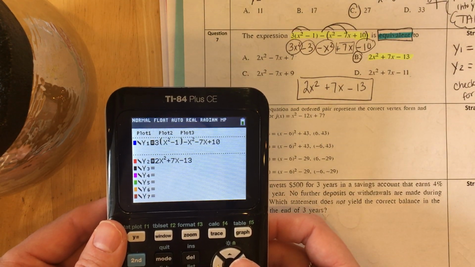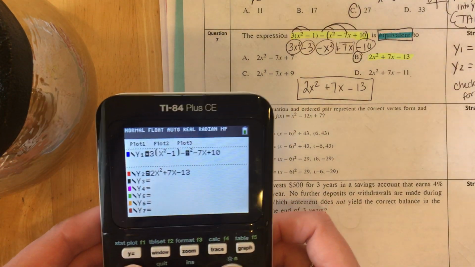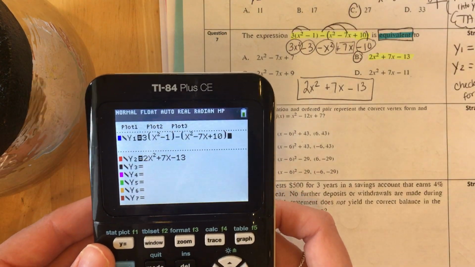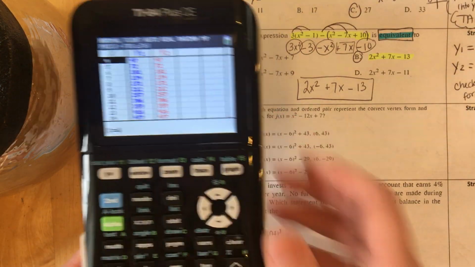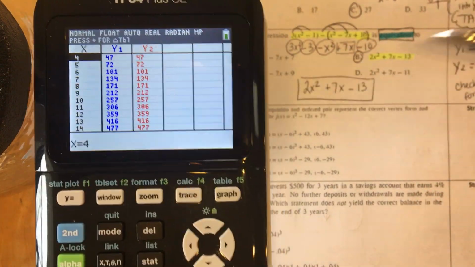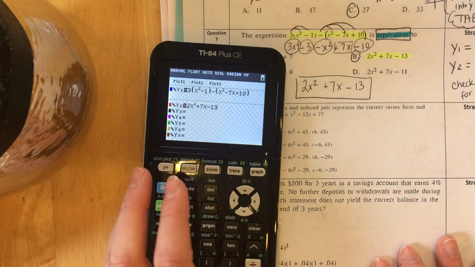3x squared minus 1. Oh, I forgot my parentheses. That's kind of important. How come you guys didn't tell me? Just kidding. Okay, go to the table, and they do all match. Phew. Okay, so when they all match, that means you are correct. Just make sure you plug it in right, like I said, which I didn't even take my own advice. Okay.